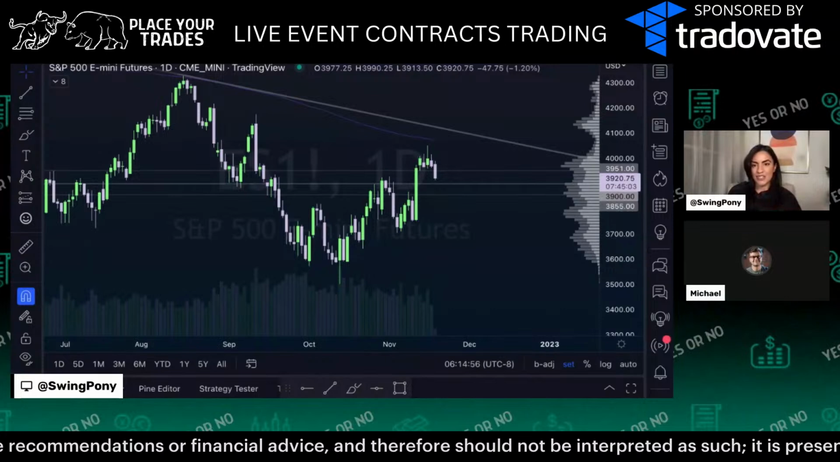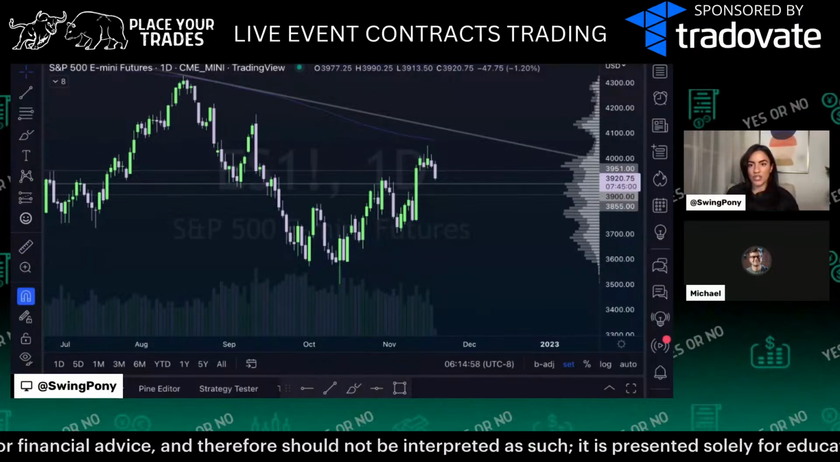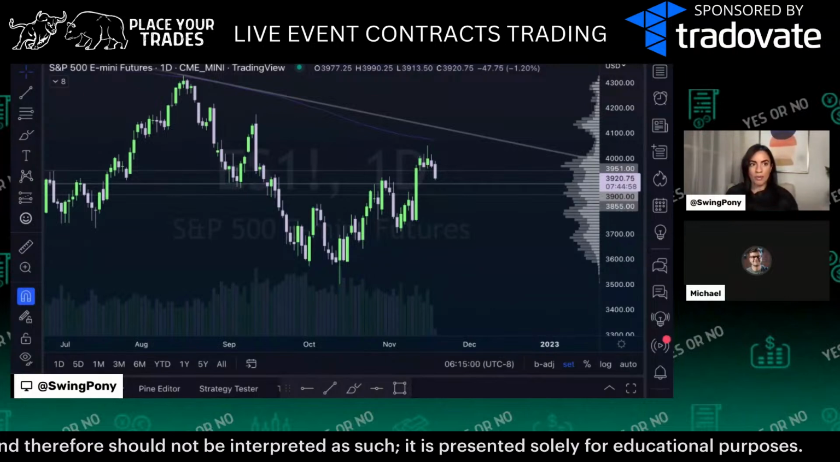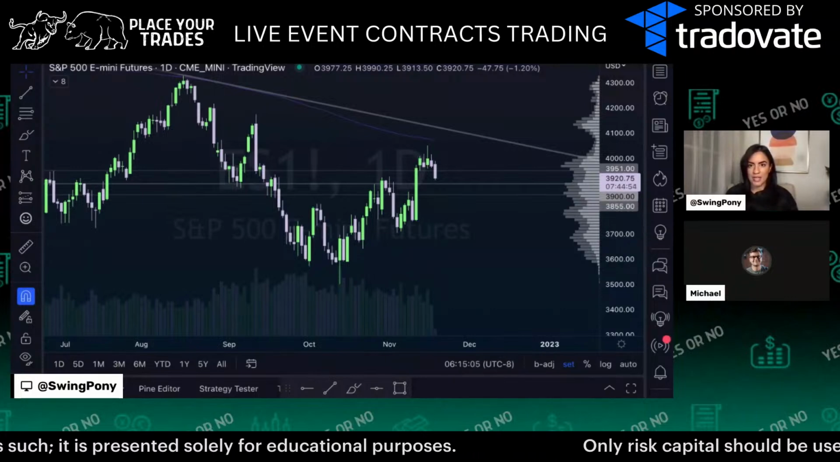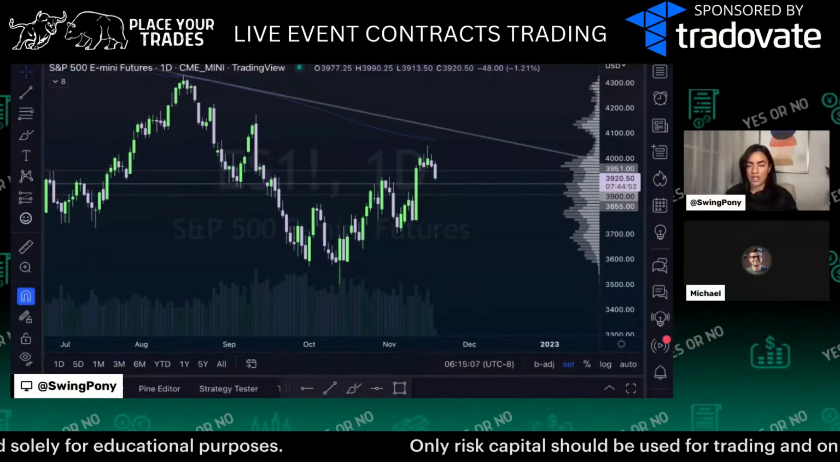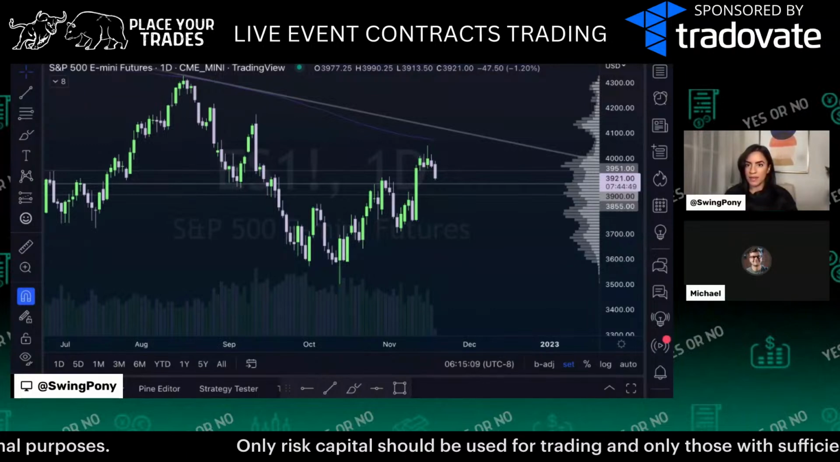I do want to see, so, we kind of discussed price action. We're leaning bearish. Market's going to open here soon. Let's take a look at some of the event contracts. I'd be curious what you're leaning towards with ES. Yeah, absolutely.